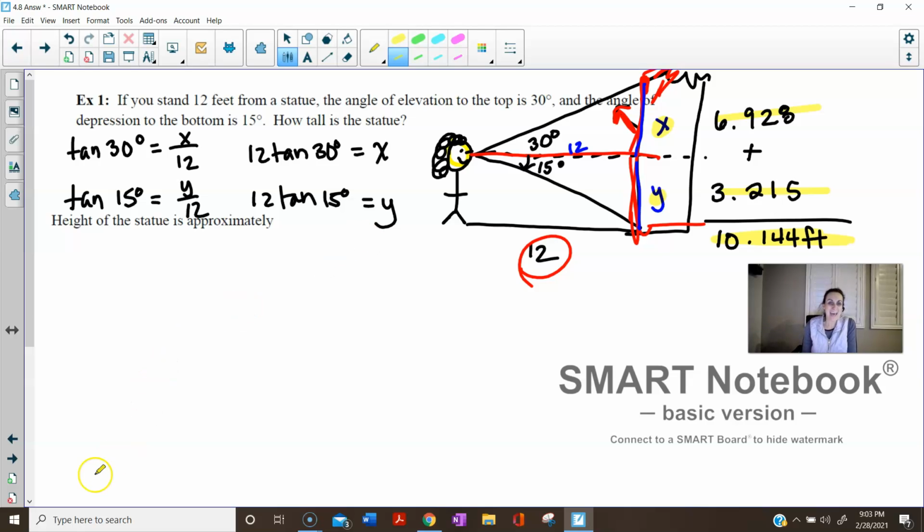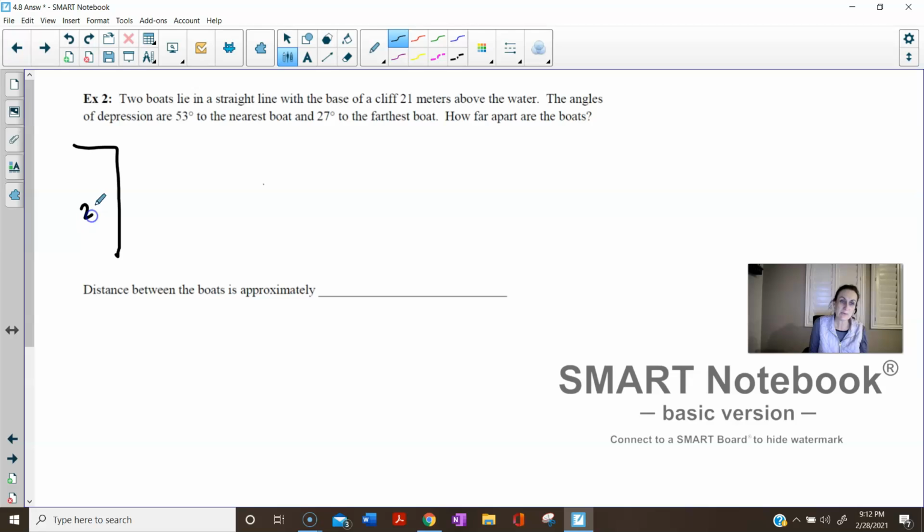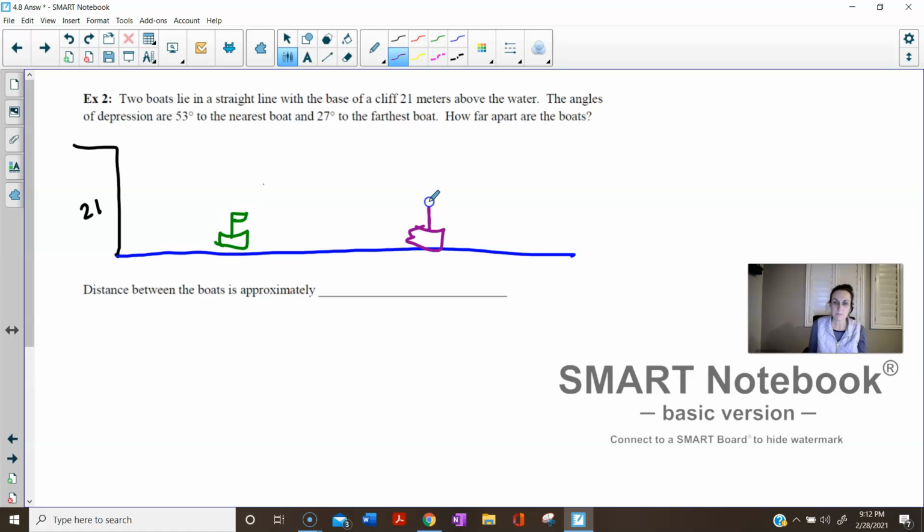All right, let's look at the next problem. Two boats lie in a straight line with the base of a cliff at 21 meters. So draw yourself a cliff and we'll label it 21 meters high. The angles of depression are 53 degrees to the nearest boat and 27 degrees to the farthest boat. So here's your water, and I'm going to draw two boats. So here's my nearest boat, and here's my furthest boat.